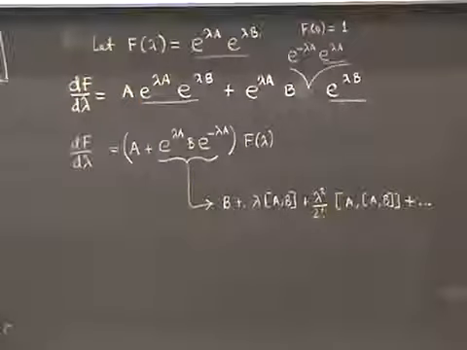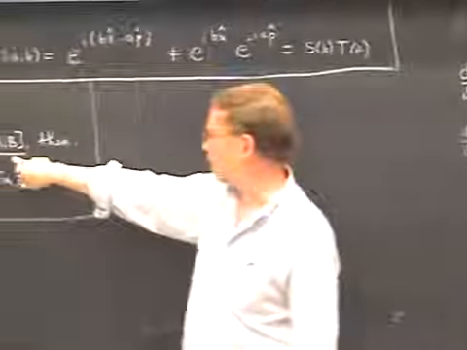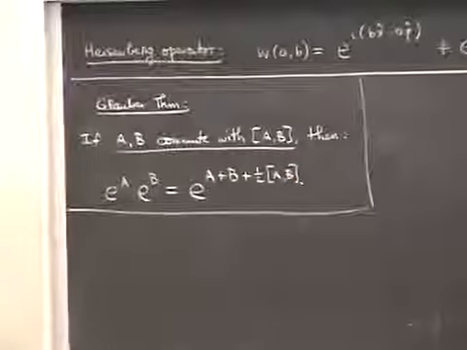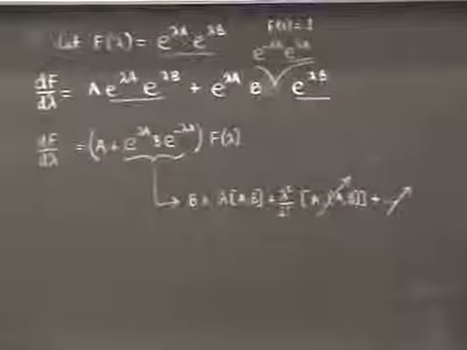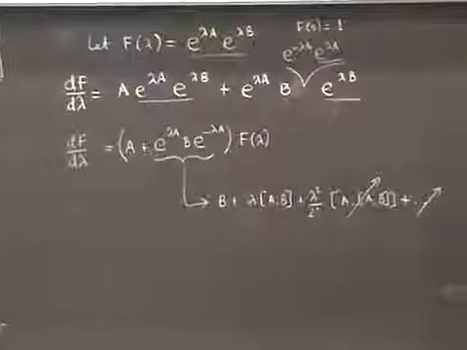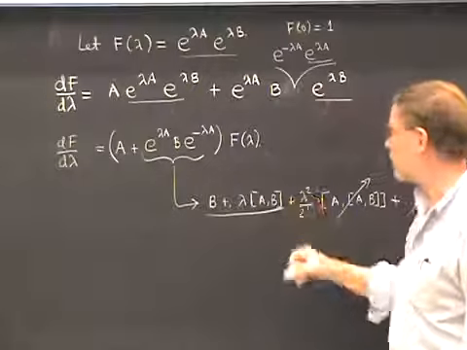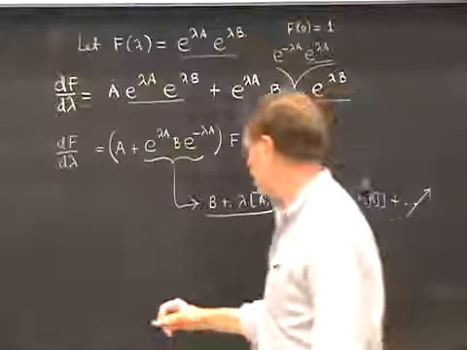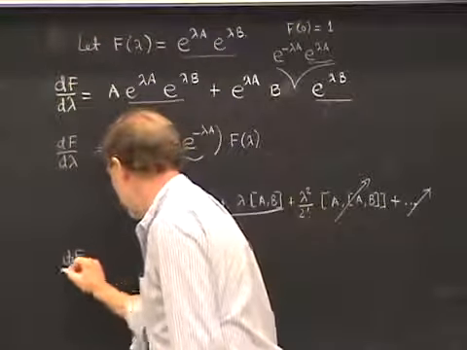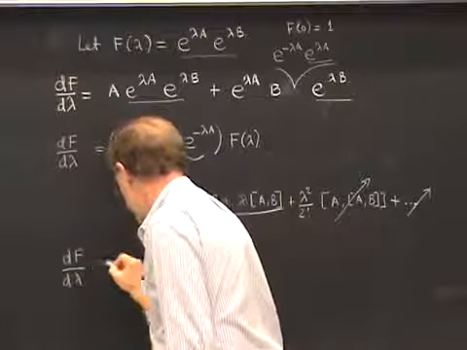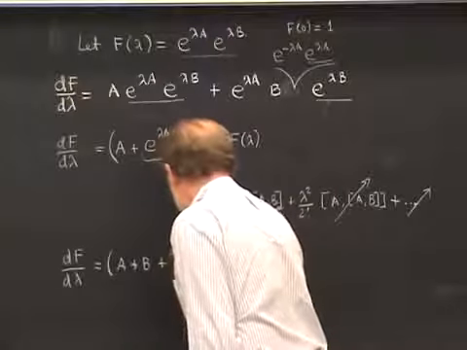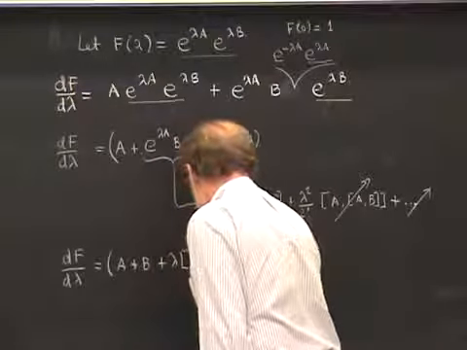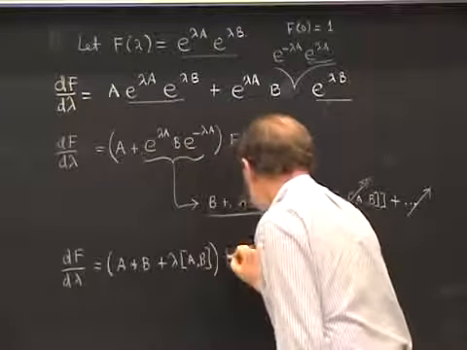However, Glauber's theorem says we're going to assume that a and b commute with their commutator. In particular, that means that this lambda squared term goes to 0. In fact, all the higher order terms go to 0. All the iterated commutators are 0. And so we're just left with the first two terms of this series. And so this gives us, to rewrite the differential equation, df of lambda is equal to a plus b plus lambda times the commutator of a with b, times f of lambda.